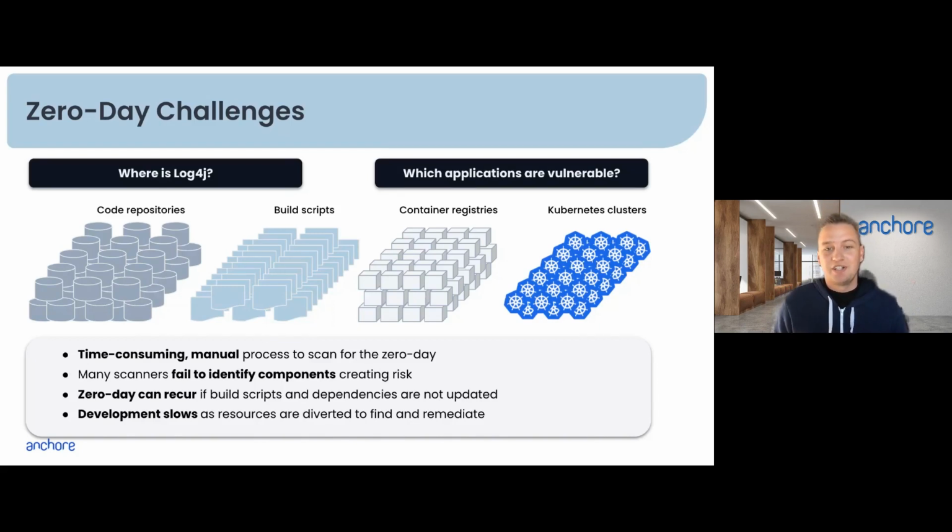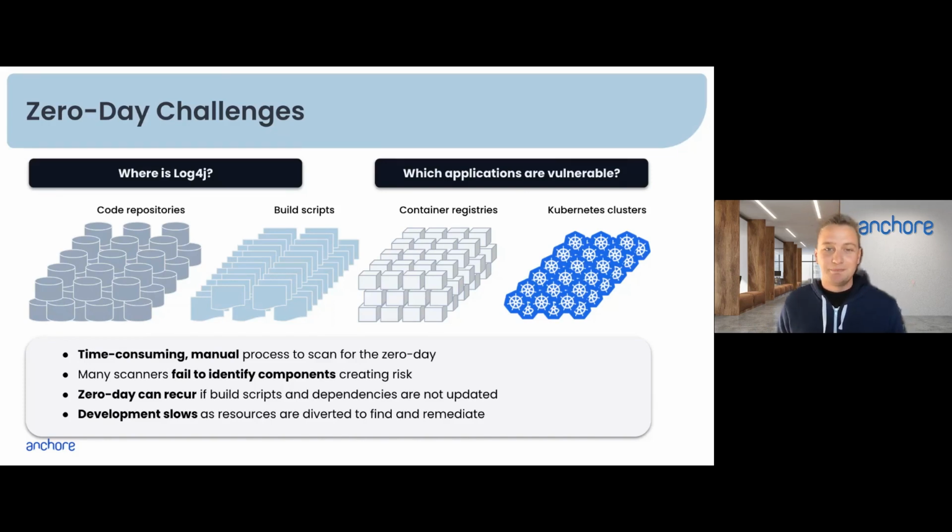Many scanners fail to identify components, creating risk. That's another important aspect. A 0-day can recur if build scripts and dependencies are not updated. So when we were talking about this cloud native environment, if you have either a code repo or a build script that locks on to, say, the Log4j package, it may not matter if your developers are scanning constantly for Log4j, if that build script is never updating the sourcing of that package to include during build. So if there's a package lock on Log4j and it continuously pulls in Log4j, if you never update that, what's going to happen is you're going to build something in your code repo.